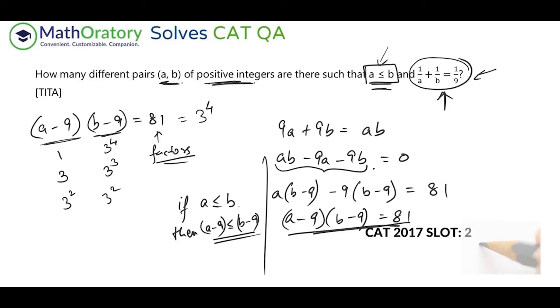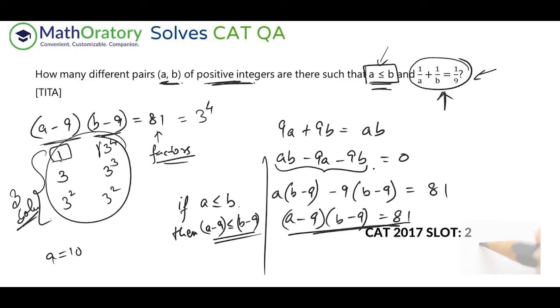So essentially, if you look at the solutions that we have, we have a total of 3 solutions, right? And that is what we are looking for, the number of solutions of a, b. And as I initially mentioned, for each of the solutions of a minus 9 and b minus 9, you will have a solution of a comma b. For example, in this case, you will have a equal to 10, and b equal to 90. So you don't have to worry about it. It will automatically evaluate. So essentially, we have 3 solutions for a comma b as well. So that is the answer for this problem.